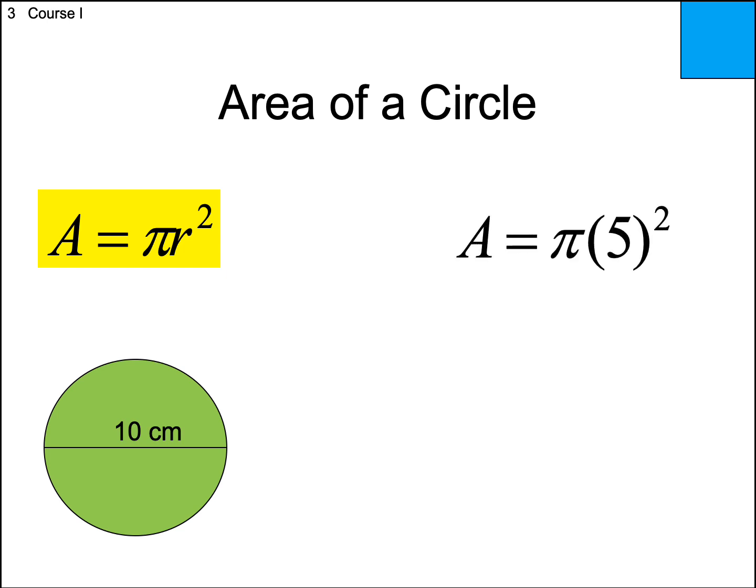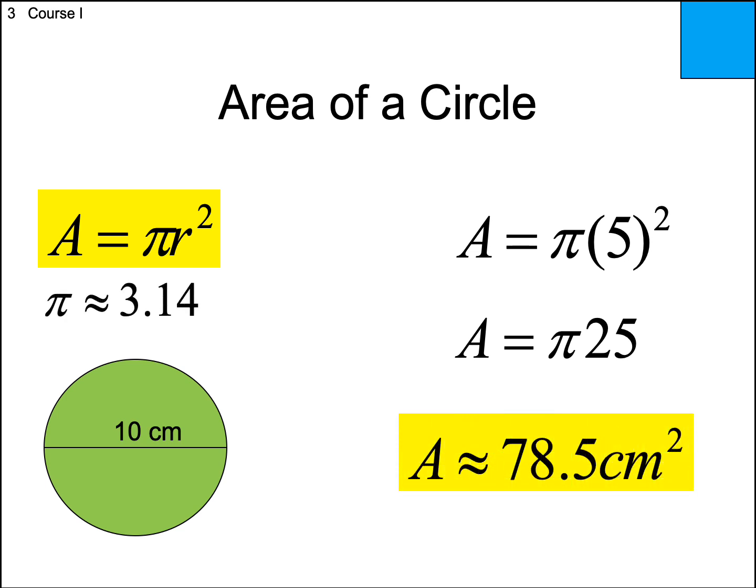Beat me to the answer. Once again, that is not 5 times 2. That is 5 written twice. 5 squared, 5 times 5, is 25. 25 times 3.14, remember we have to use approximation because I'm rounding pi, is approximately 78.5 square centimeters.